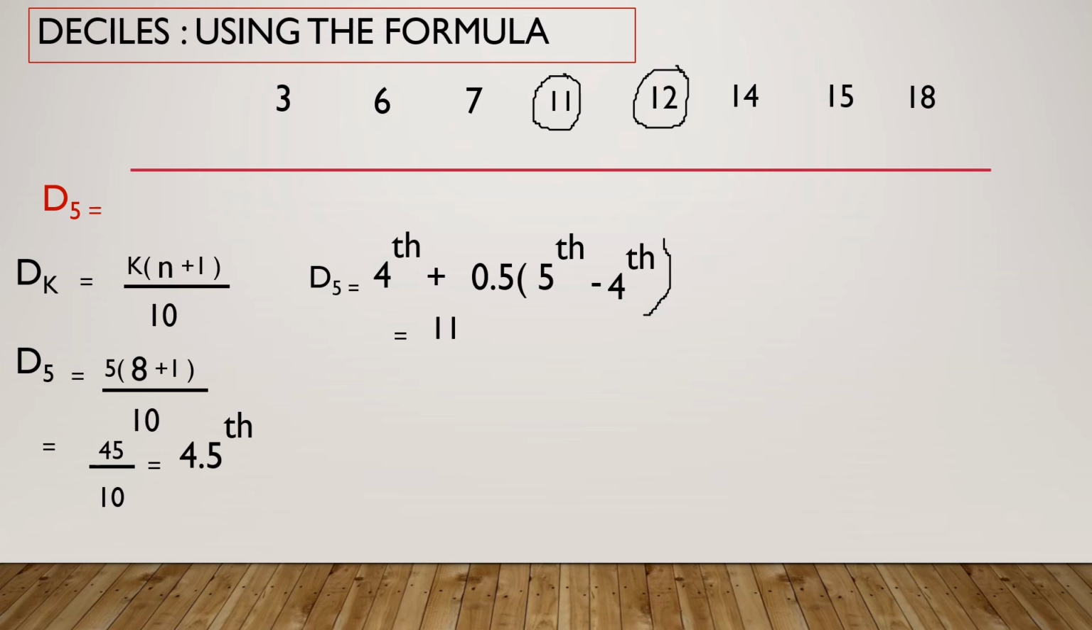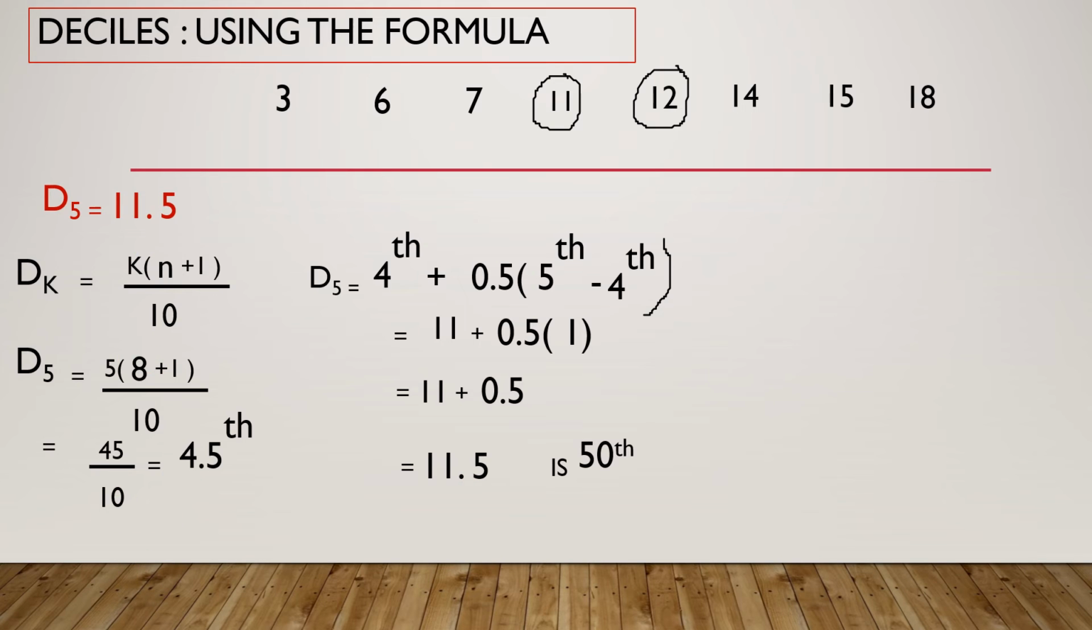So that is now 11. That's the fourth term, or the fourth data there, plus, copy 0.5 times 1. 1 is the difference of 12 and 11. And simply, 0.5 times 1 is 0.5. So that is 11.5. 11 plus 0.5 is 11.5. Or simply, if you want to get the average here, that is 11 plus 12 divided by 2, that is 11.5. Okay, but I want to show using the formula.